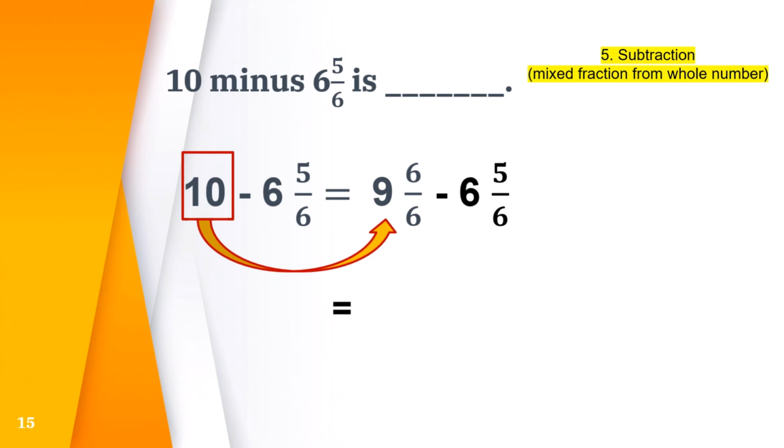Sunod, isusubtract natin yung numerator. 6 minus 5 equals 1. And then, copy the common denominator na 6. And then, subtract na natin yung whole number. 9 minus 6 equals 3. So, since ang numerator ay 1, so, yung 1/6 ay lowest na. So, 10 minus 6 and 5/6 equals 3 and 1/6.